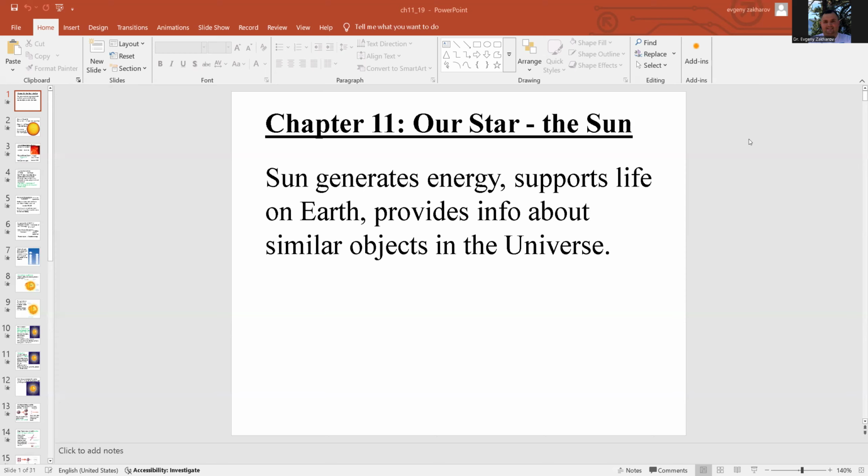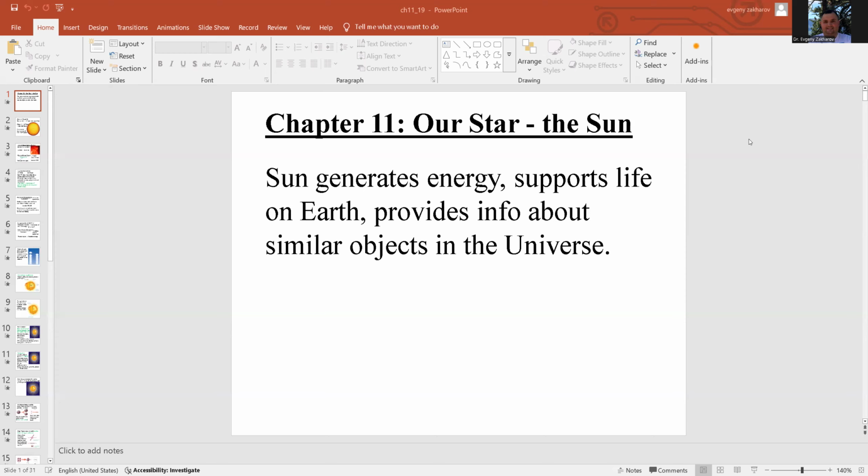And this is our main power plant. It generates a hell of a lot of energy. It supports life, and not just on Earth, but all the other planets receive energy from the sun in the form of radiation and thermal energy.